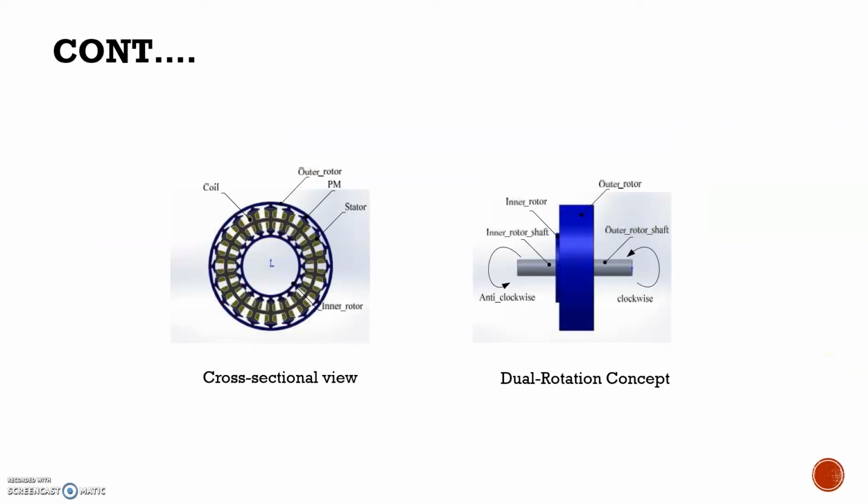Okay, this is the cross-sectional view and the rotation concept. From here we can see that it has an inner and outer rotor, which will rotate in different directions. For example, the inner rotor will move anti-clockwise, and the outer rotor will rotate clockwise. These types of rotor will be beneficial for conveyors and production lines in factories.